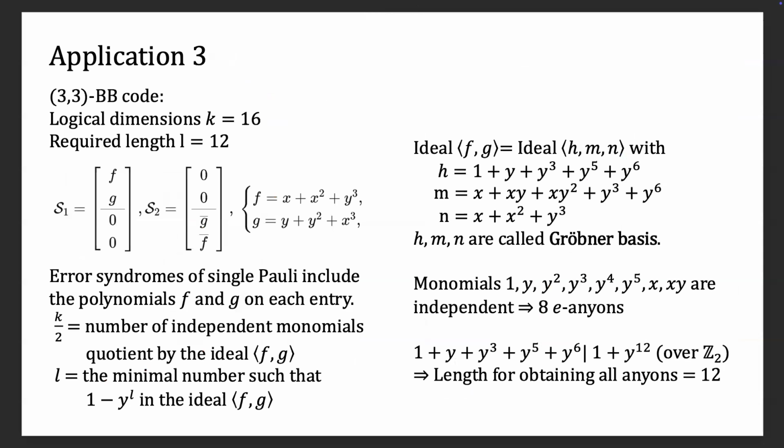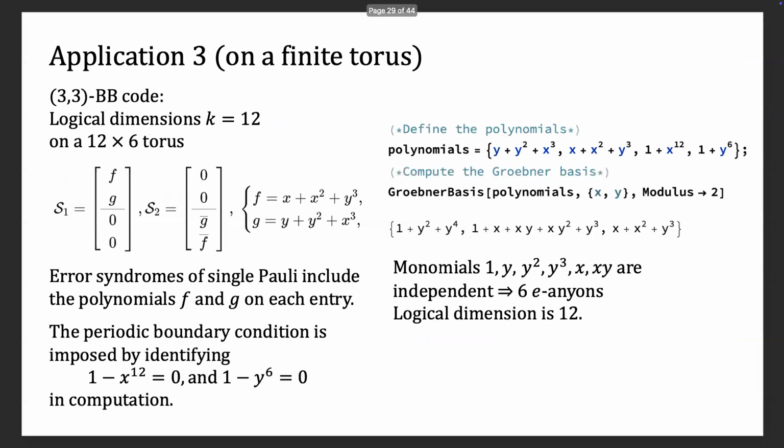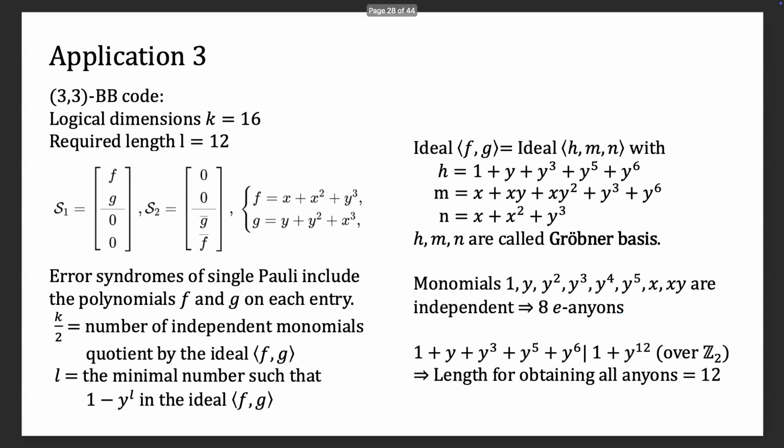So finally, I want to spend maybe 5 to 10 minutes to explain how we study this example, the 3-3 BB code. This is the example in the IBM paper. How do we obtain this k equal to 16? And if we put it on a finite torus, how do we obtain k equal to 12? I want to have some theoretical understanding instead of some computational result.